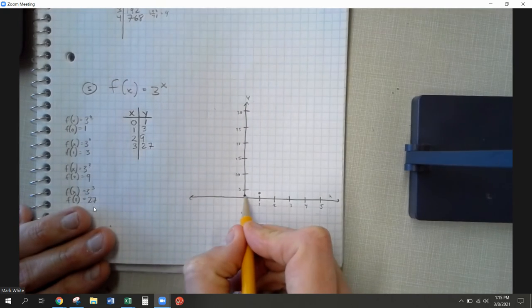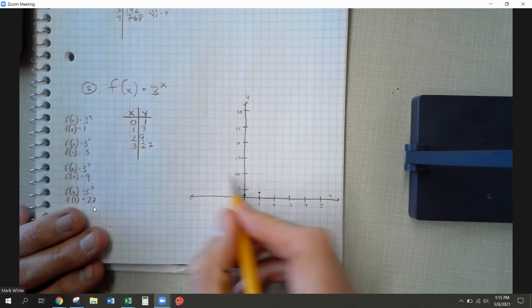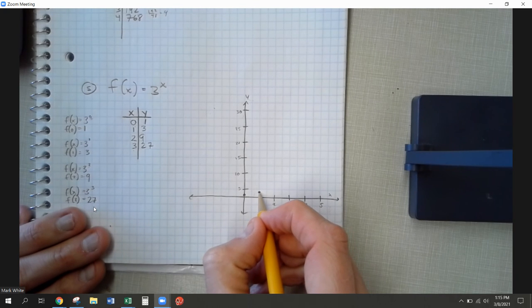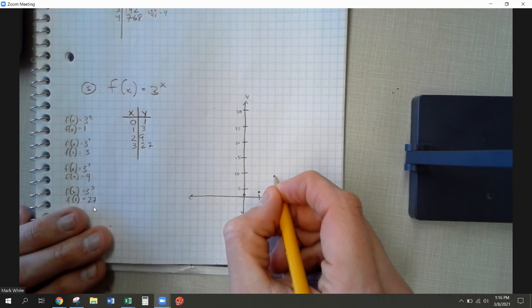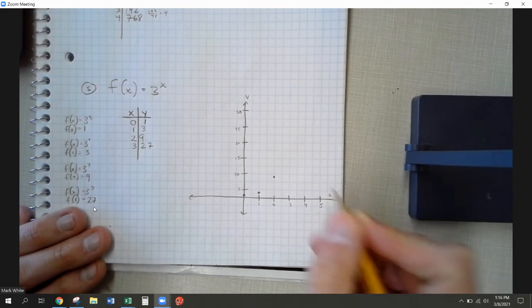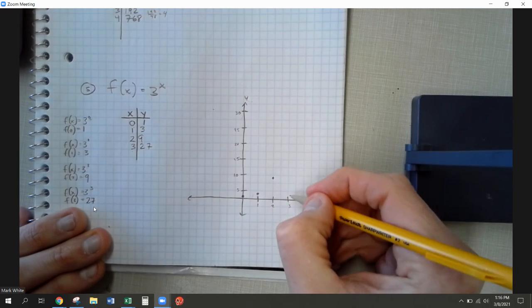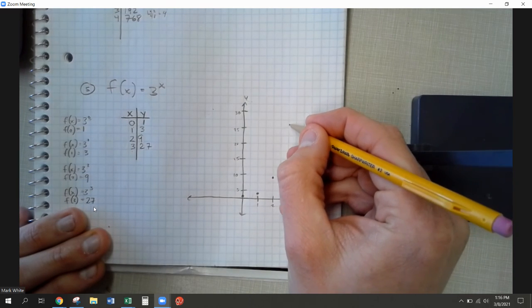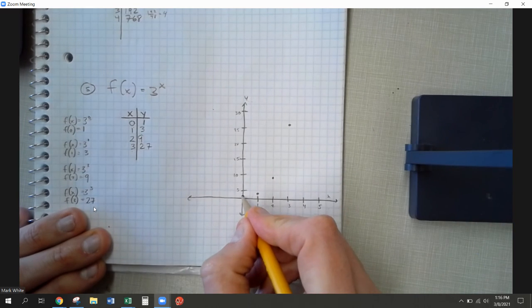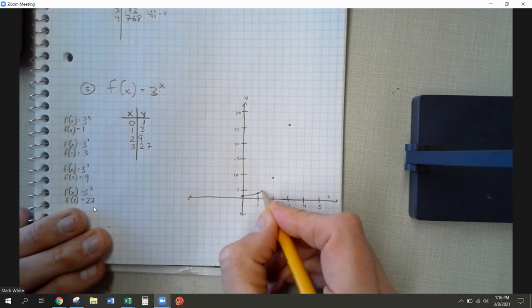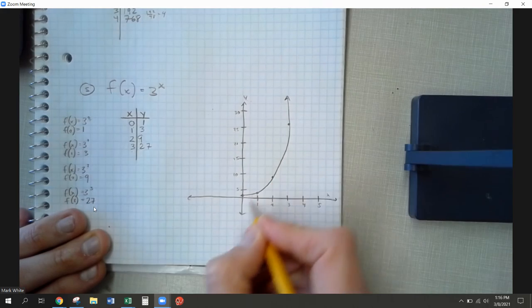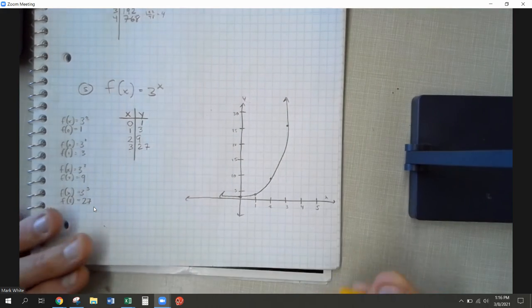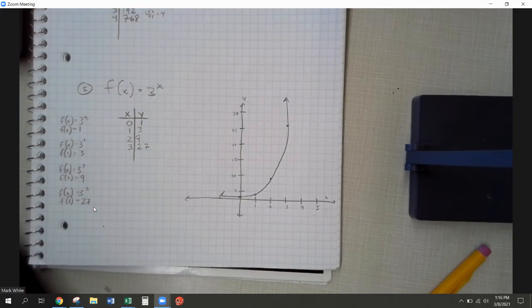Okay, so 0, 1 would be here. 1, 3 would be here. Our next point is 2, 9, right there. And 3, 27, right here. Go ahead and connect the points. You can show this drastic increase on the right side. And then you have your function.